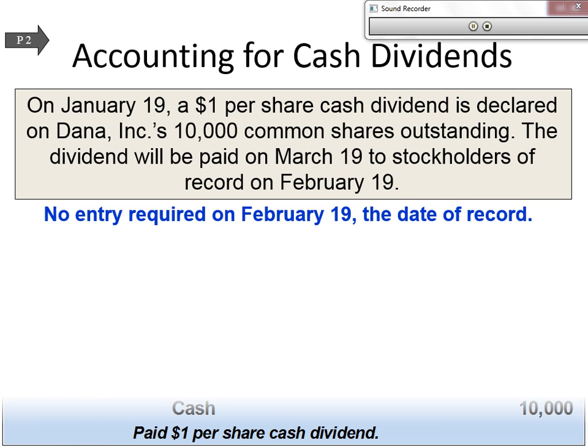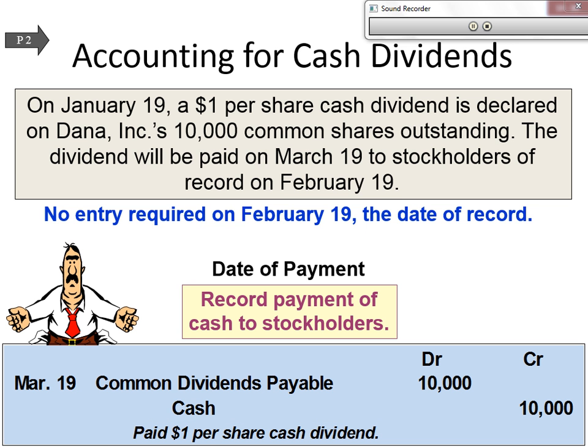Now this is the date of record, right? Meaning we decided that we knew we were going to make the payment. We knew this as of February 19th. And down here is the date of payment because we knew on March 19th we would pay that dividend. So we took it out of our common dividends payable account and also decreased our cash by that $10,000 to pay out cash dividends.